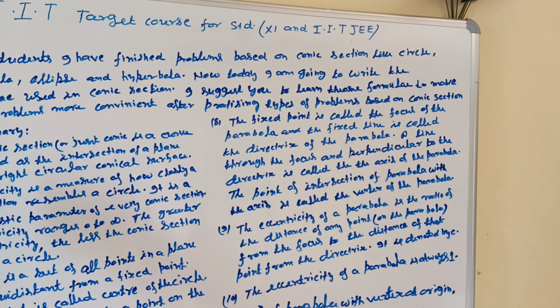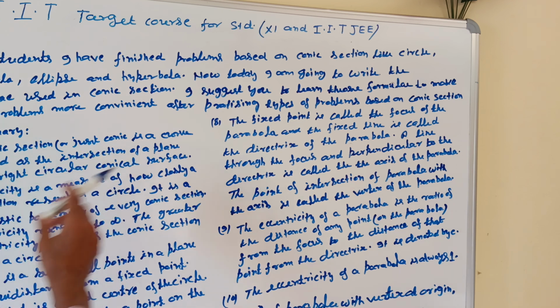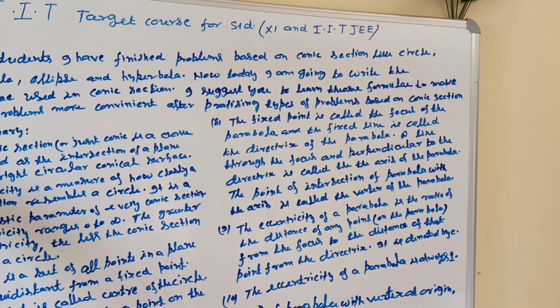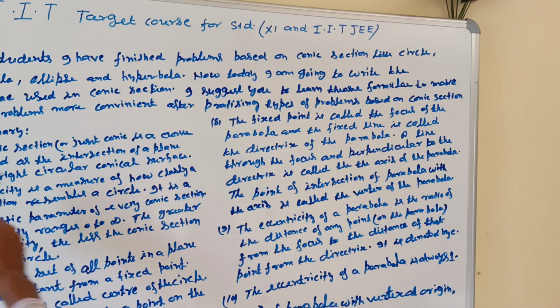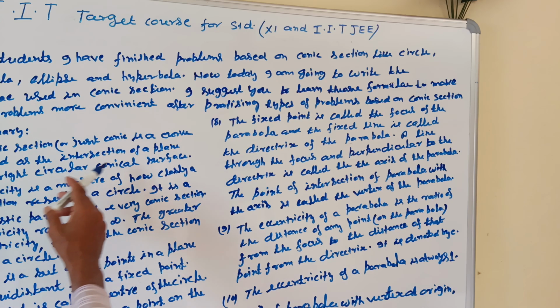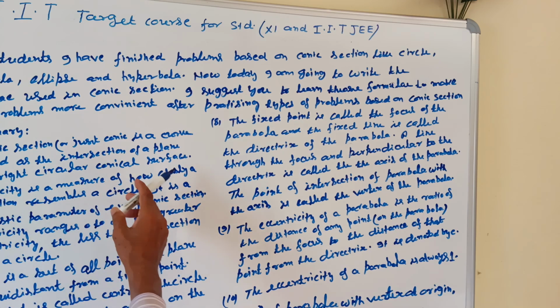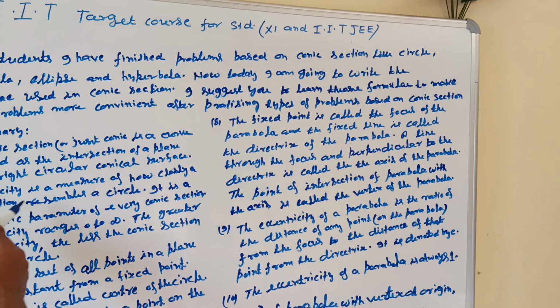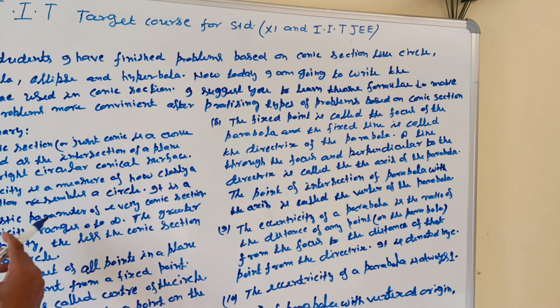Summary. That means main points related with conic section. First, a conic section or just conic is a curve obtained as the intersection of a plane with a right circular conical surface. Second, eccentricity is a measure of how closely a conic section resembles a circle.